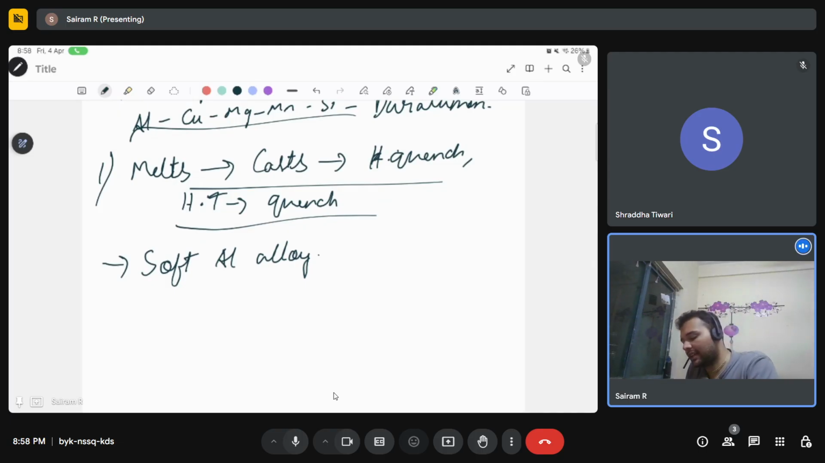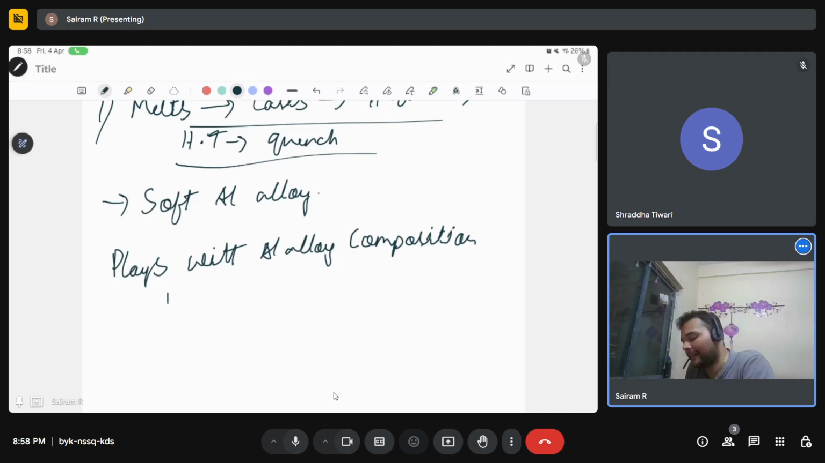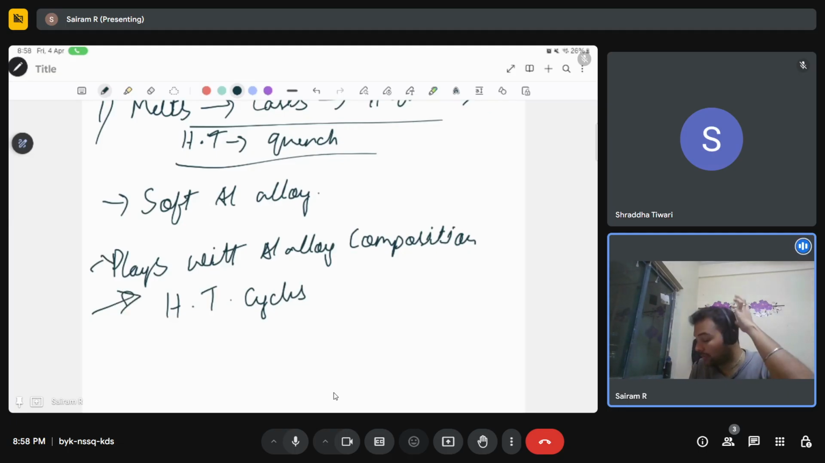He keeps reiterating, he plays with the composition, with the aluminum alloy composition, heat treatment cycles. He plays with a lot of these things, and he's still not able to get strengthened aluminum alloys.